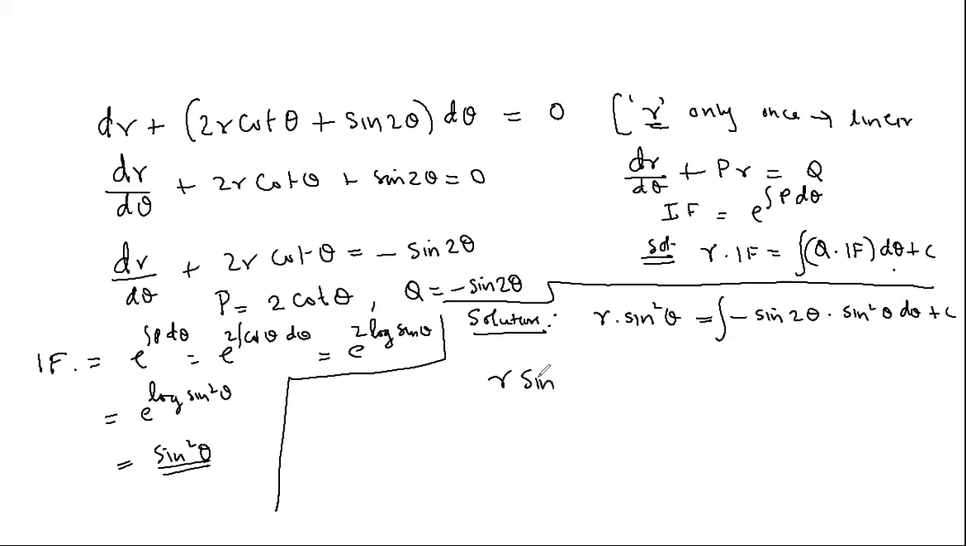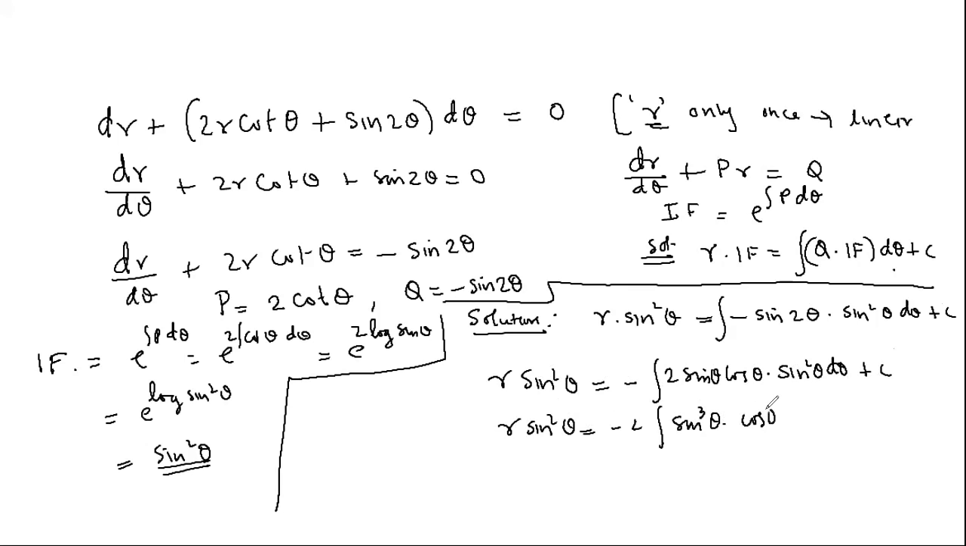So R into sine square theta, angles are different. You can't integrate. Make the angles same. 2 sine theta cos theta into sine square theta. So R into sine square theta is integral of minus 2 sine cube theta cos theta d theta. Whose derivative is present here? Sine theta's derivative is present here. So I can put sine theta as t. So r sine square theta is integral of minus 2 t cube dt.